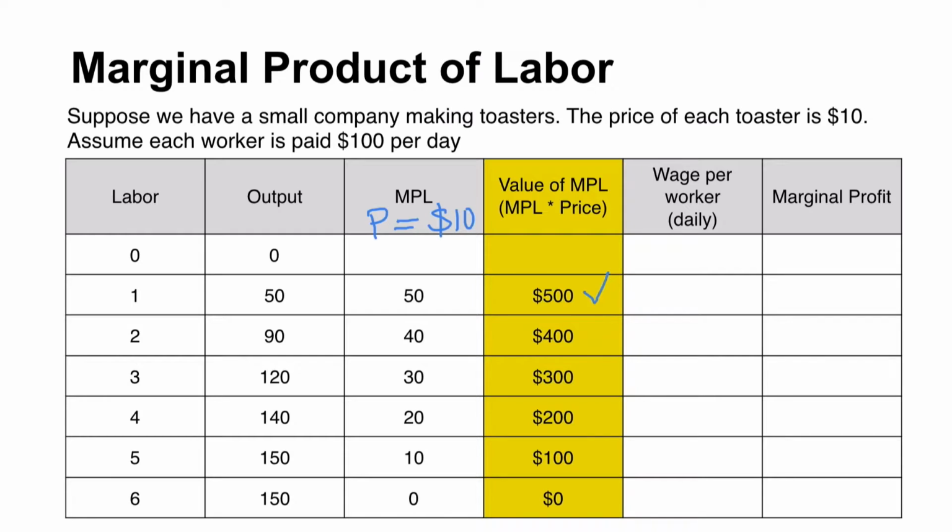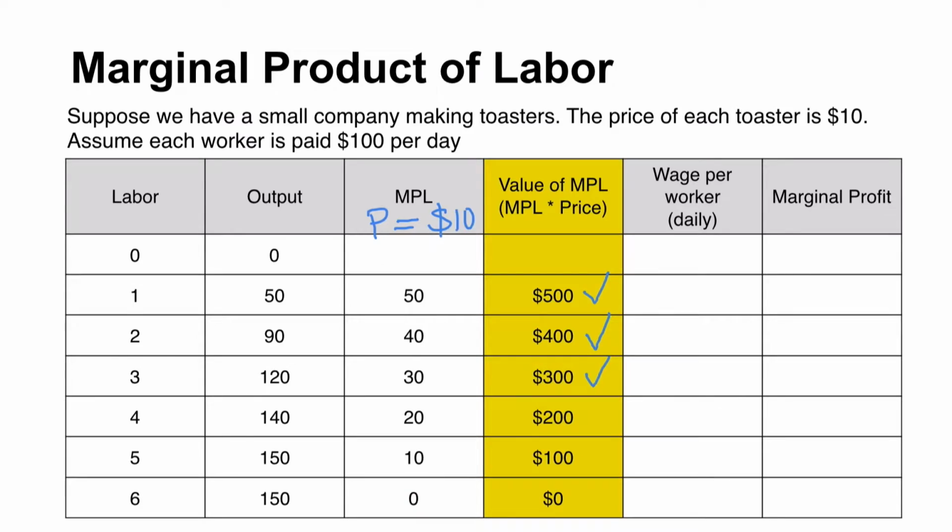The second worker adds $400 worth of value to the firm. The third worker adds $300 worth of value to the firm because of the additional 30 units that he produces. The fourth worker contributes an additional $200 worth of value to the firm, and the fifth worker contributes $100 worth of value to the firm.